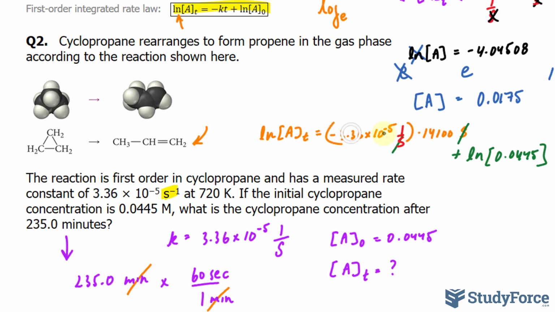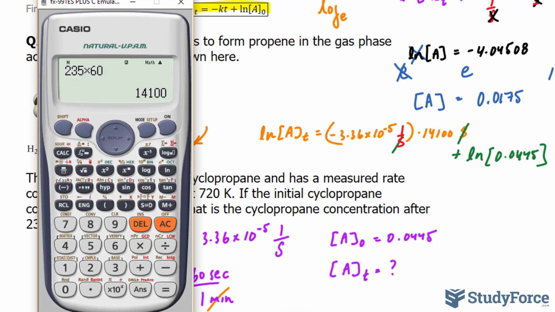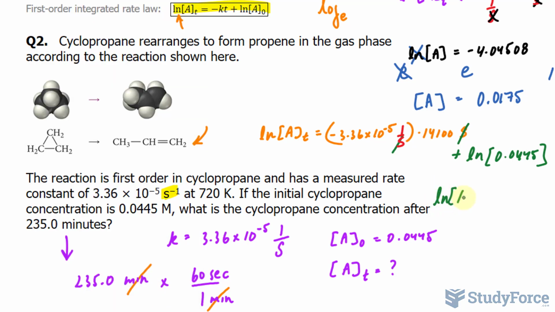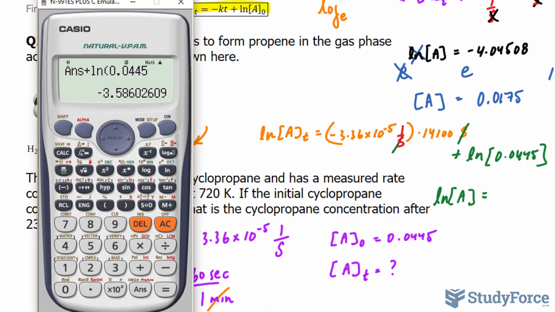0.0445. Let's go ahead and find out what the right side of this equation is. Negative 3.36 times 10 to the power of negative 5, multiplied by 14,100, plus ln of this number, 0.0445. We end up with the following number on the right side. Let me write that down. So we have ln of our final concentration is equal to the number that we just found, negative 3.5860.